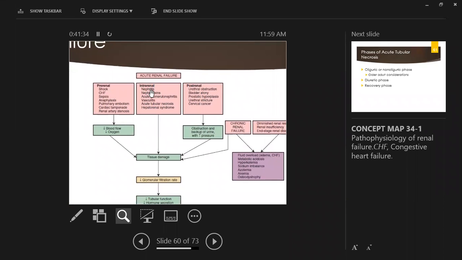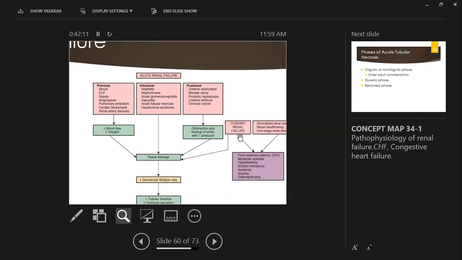Intrarenal causes, nephritis, nephrotoxins, acute glomerulonephritis, vasculitis, acute tubular necrosis, or hepatorenal syndrome can result in the tissue damage, which is going to go through the same cascade. And then post-renal: ureteral obstruction, bladder atony, prostatic hyperplasia, urethral stricture, or cervical cancer, something that's causing the inability to release that fluid is going to cause an obstruction and backup of urine with increased pressure, which will cause tissue damage due to ischemia from the pressure. And then we'll see that decreased glomerular filtration rate and so forth.